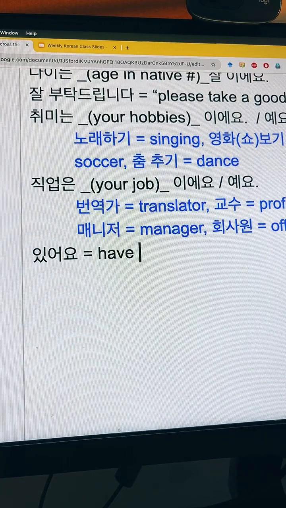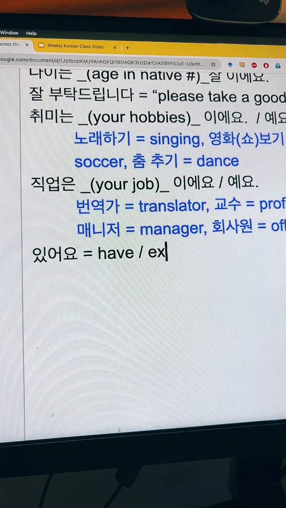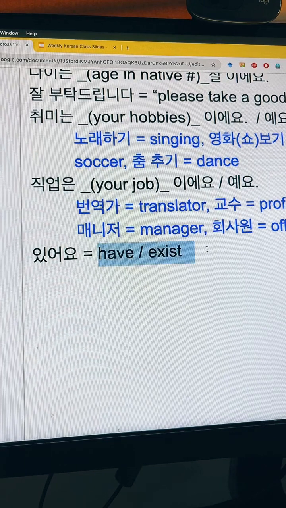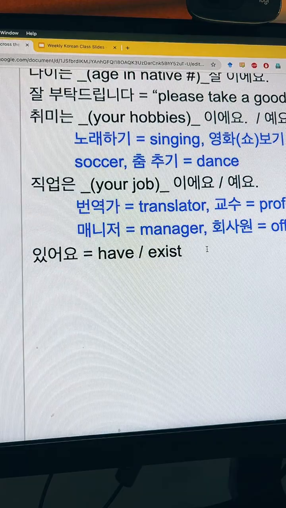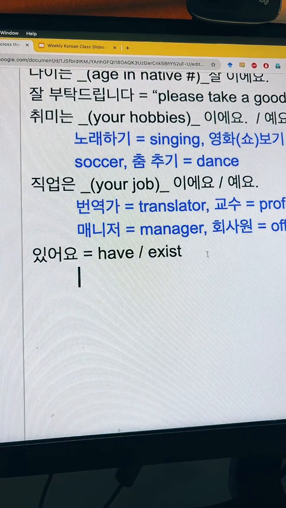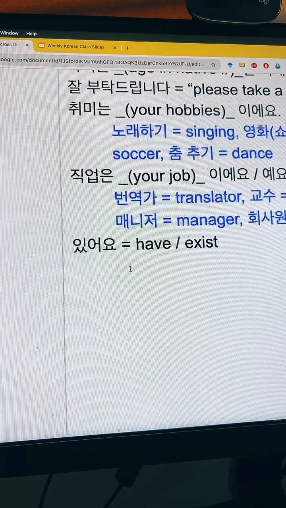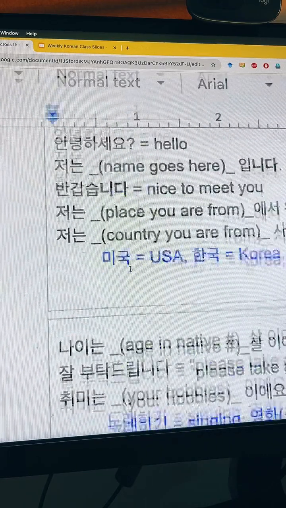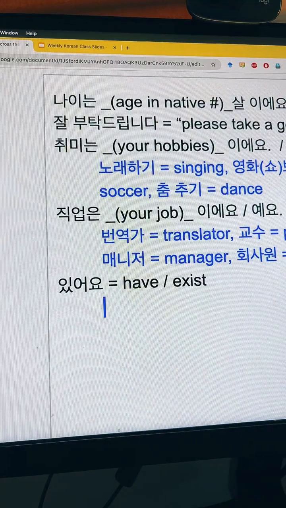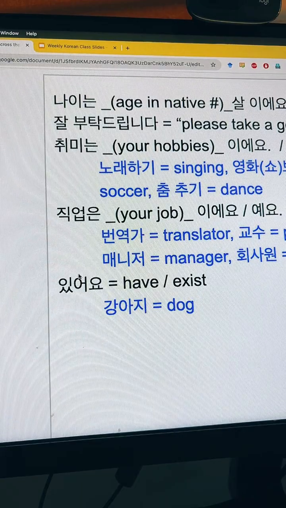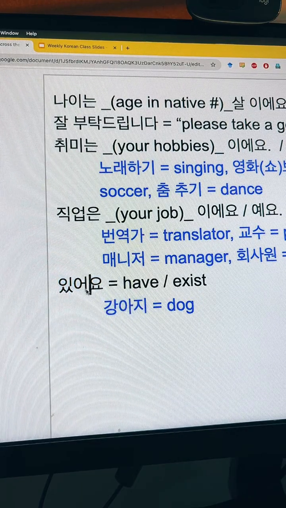있어요 means have or to exist. They might be different verbs in English, but in Korean, essentially the same meaning, 있어요. So if you want to say, like, I have a dog, 강아지 있어요. Again, the verb goes at the end, right? So 강아지 있어요.